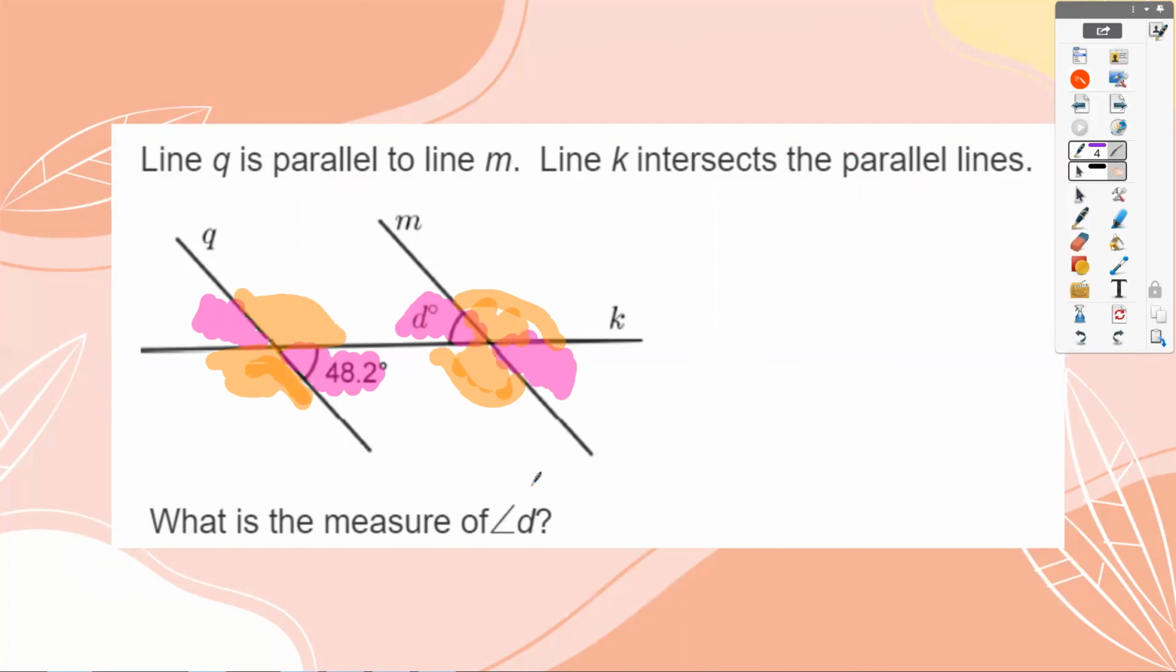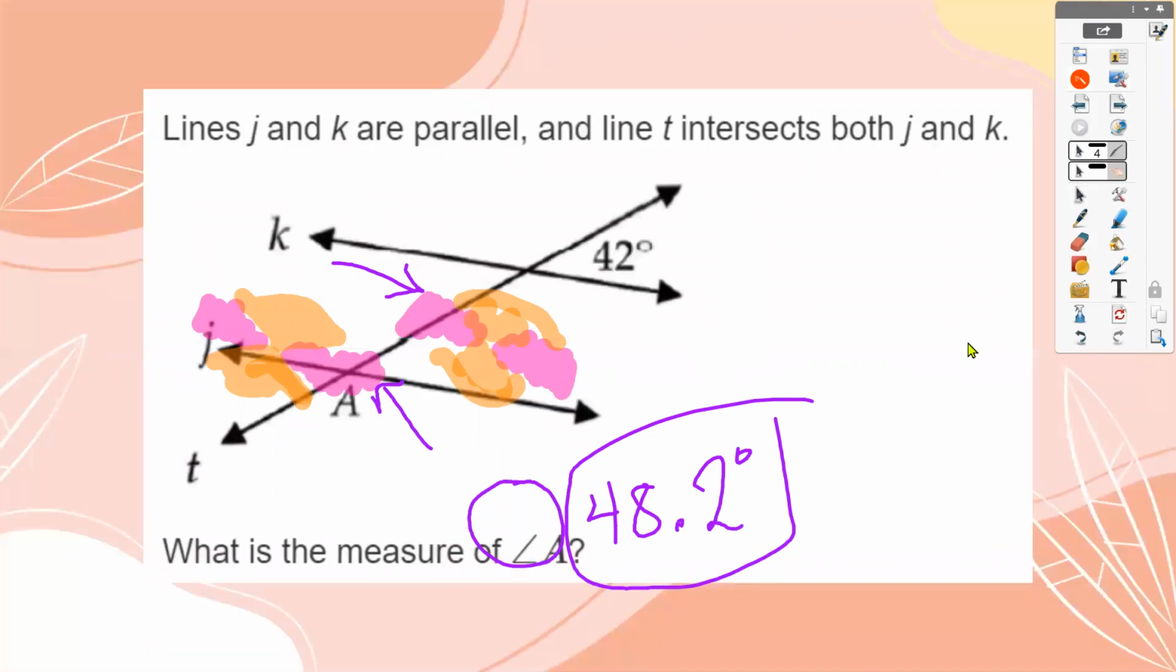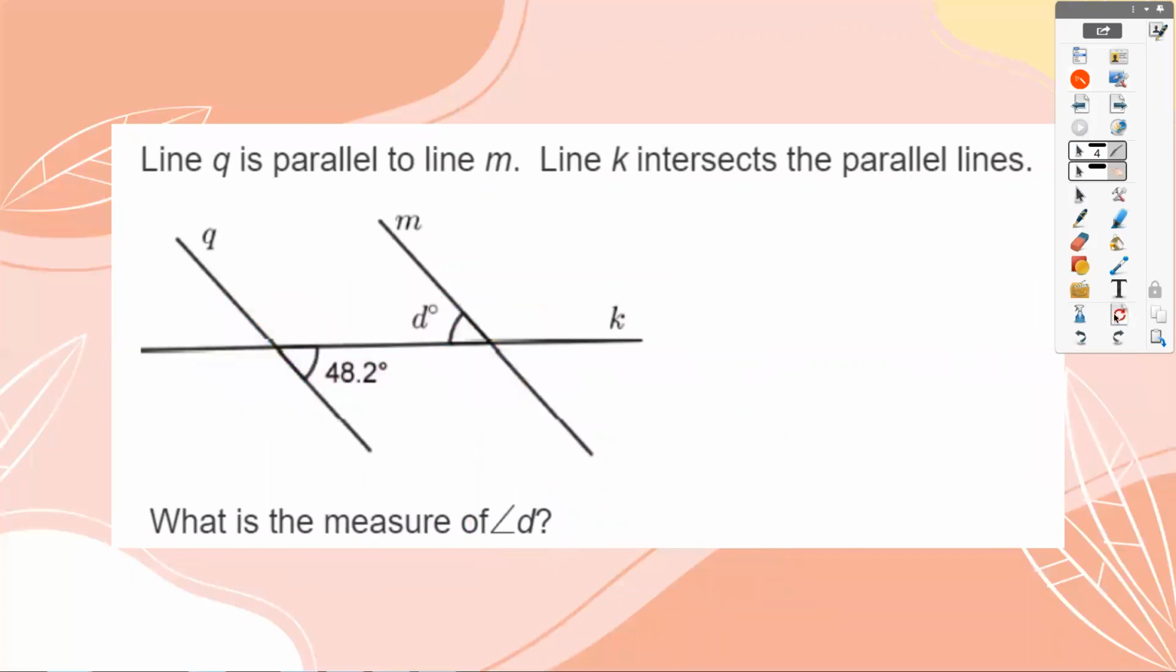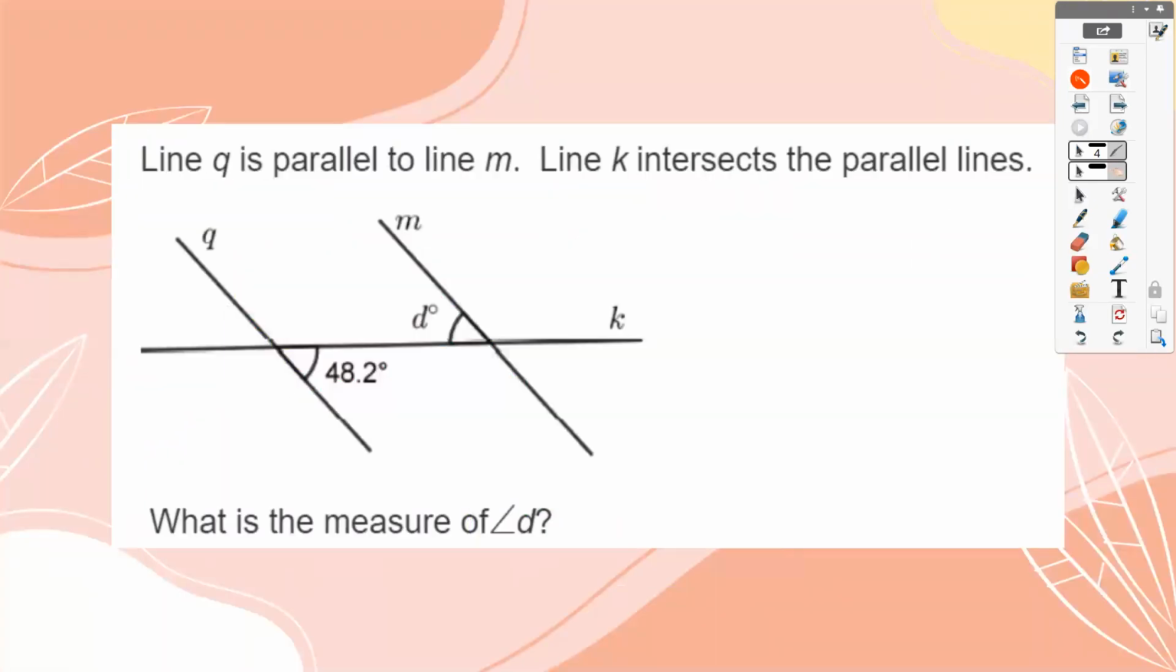So now if I want to know the measure of angle D, well, angle D is colored in pink. If I look right here, that's also colored in pink, which immediately tells us that angle D is 48.2 degrees. Really no work that I had to do on this one. However, if it told you something a little harder, I have one coming up. So we'll look at that in a second.